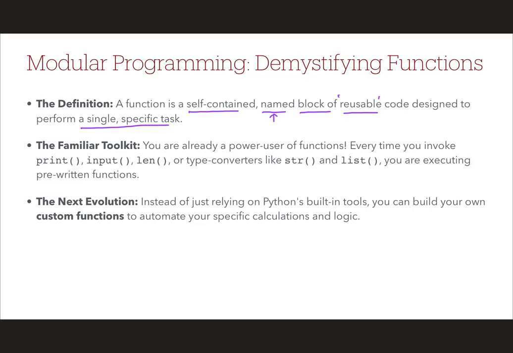And you already experienced several functions. For example, you called the print function on the first day, and then we also considered the input or len function. Sometimes we could convert one type of variable to another by calling, say, the str function or list function, or sometimes the float or int functions. Right? And instead of just relying on these built-in tools, we can build our own custom functions to automate certain specific calculations or certain logic.